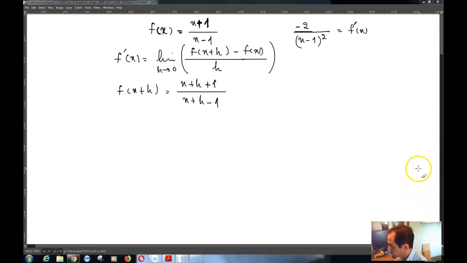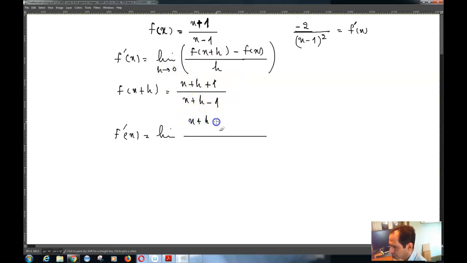So then what I'm going to do is basically I need to calculate f prime of x, which is the limit of f of x plus h, which is basically this thing over here, x plus h plus 1 over x plus h minus 1, minus f of x, which is x plus 1 over x minus 1, and I need to divide this by h as h tends to 0.